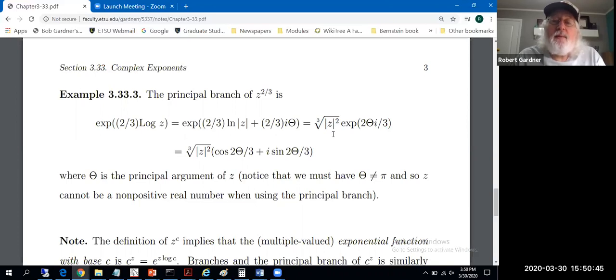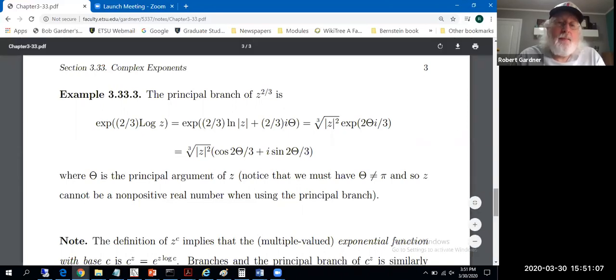And then the e to the 2/3 i capital Theta produces the other part. This we could expand out using Euler's formula. And here's a way to write z to the 2/3, effectively in terms of a real part and imaginary part. It's not written in that form, but we could easily extract those from there.